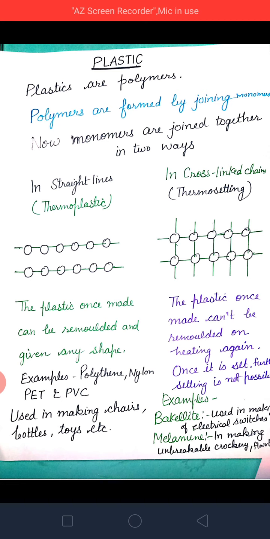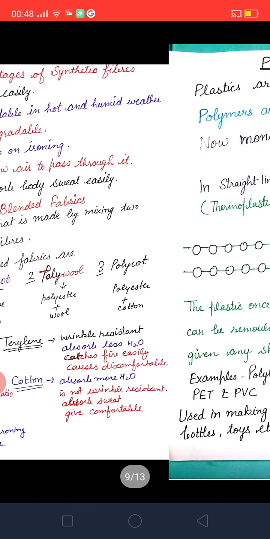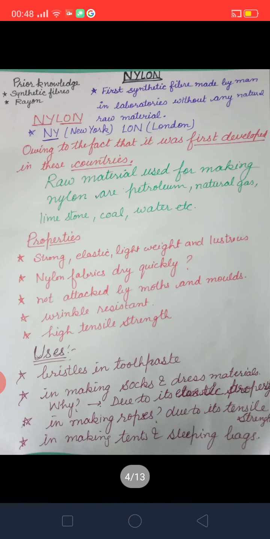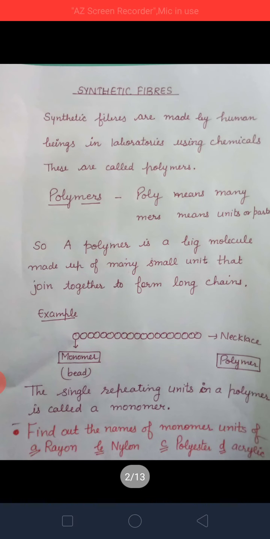Yes beta, we have studied about the synthetic fibers in the previous videos, and today we will study about the plastics. Yes beta, the plastics which we are using abundantly in every sphere of our life are known as polymers. We have studied about polymers already. What are polymers and how are they prepared?